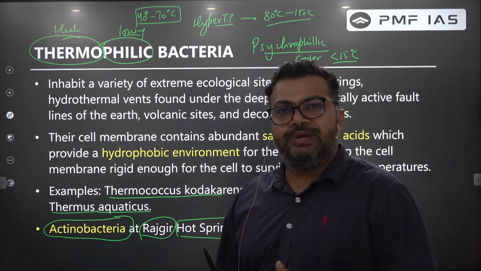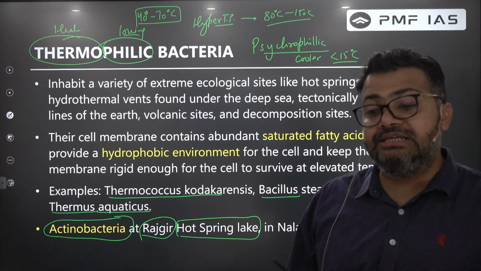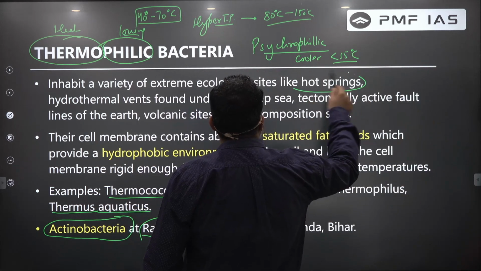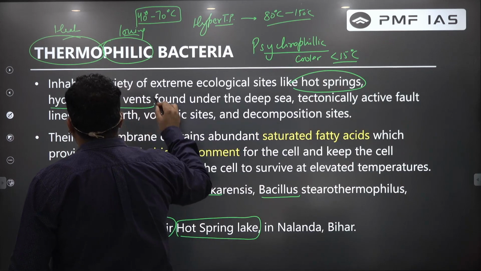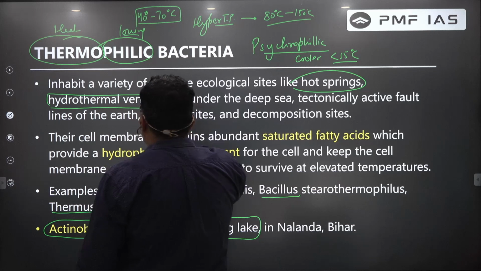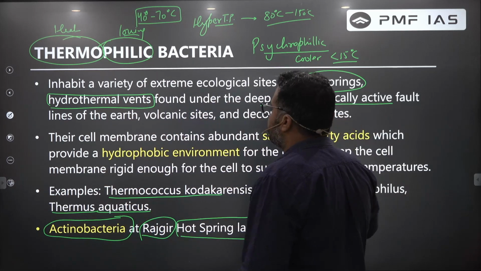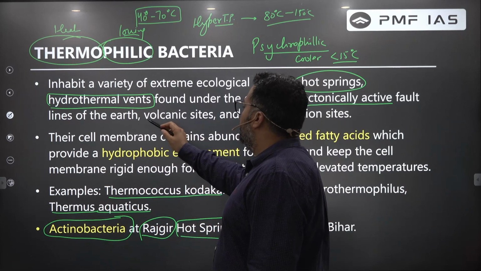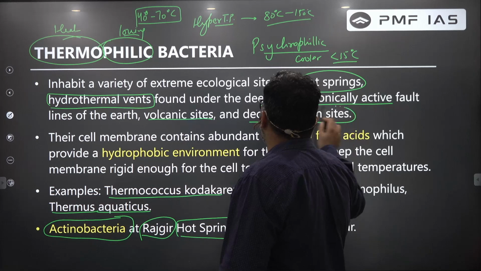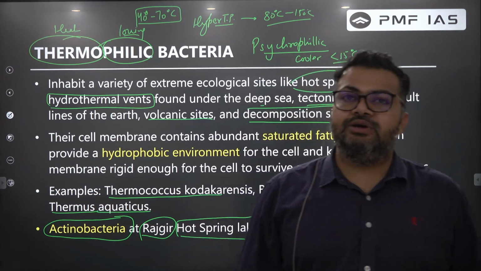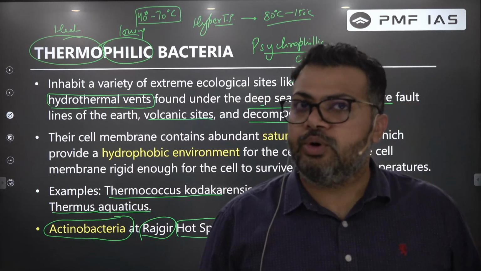What are the places where naturally these bacteria or these organisms may be found? They are usually found in hot springs, in hydrothermal vents. They are found at the sea floor, in the deep sea, tectonically active fault lines in the earth, volcanic sites and decomposition sites. These are the areas where these thermophilic bacteria or organisms are quite popularly found.